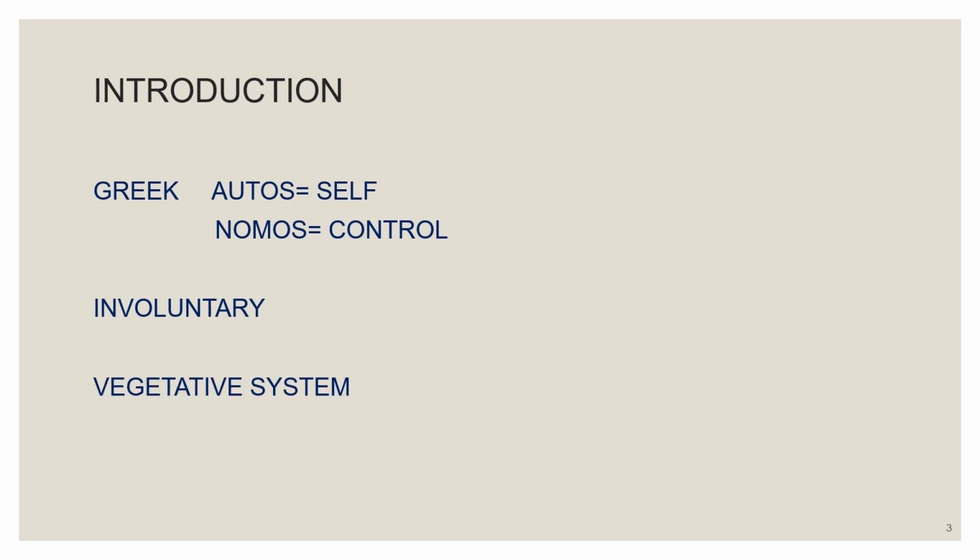Now coming to introduction, what is meant by autonomic? This word is taken from the Greek language. Auto means self and nomos means control. Thus the autonomic nervous system is an involuntary system, and it controls the vegetative functions. It is also called the vegetative system.